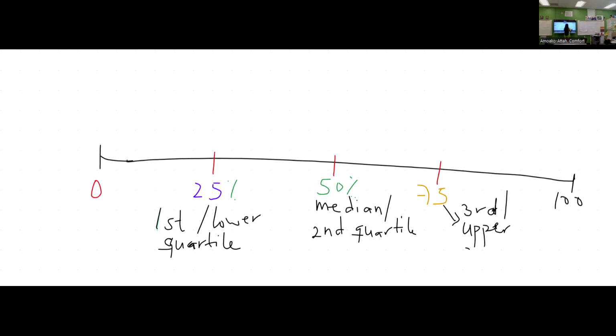The 100 becomes 100 over 100, so we don't count it as part. Our focus is on the 25, the 50, and the 75. The 25 is the first or the lower quartile, 50 is the median or the middle, the second quartile, and 75 is the third or the upper quartile.